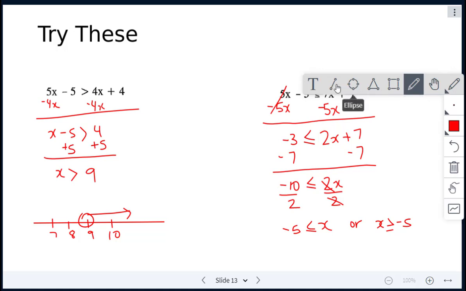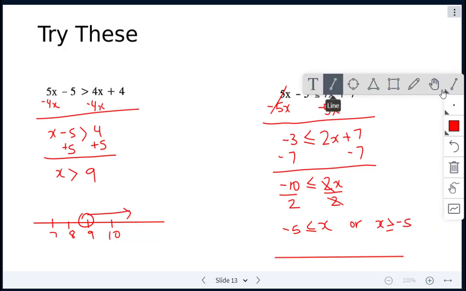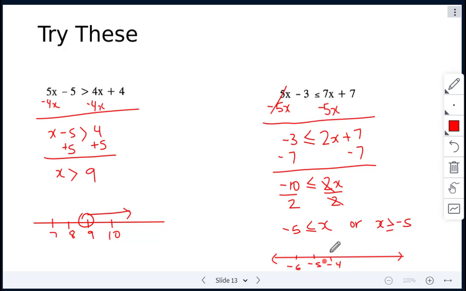And then lastly would be our number line. Again, it is continuing on both sides. Okay, and then negative 5, negative 4, negative 6, and then we would have that filled in, and it's still pointing to the right.